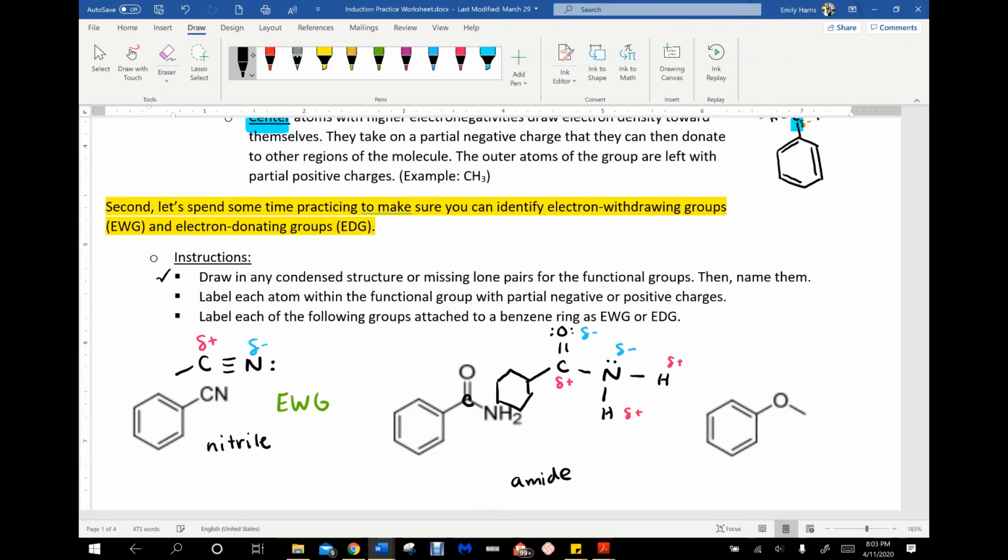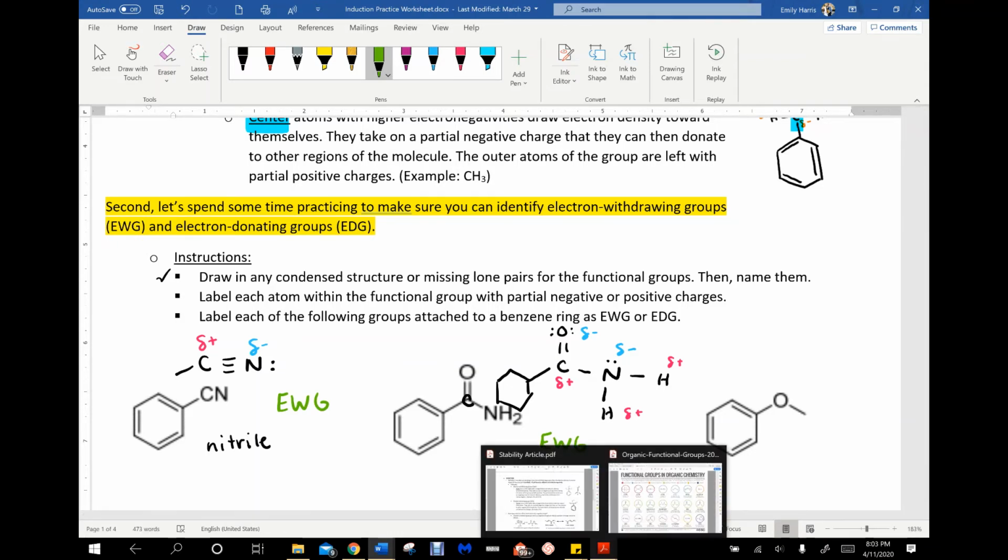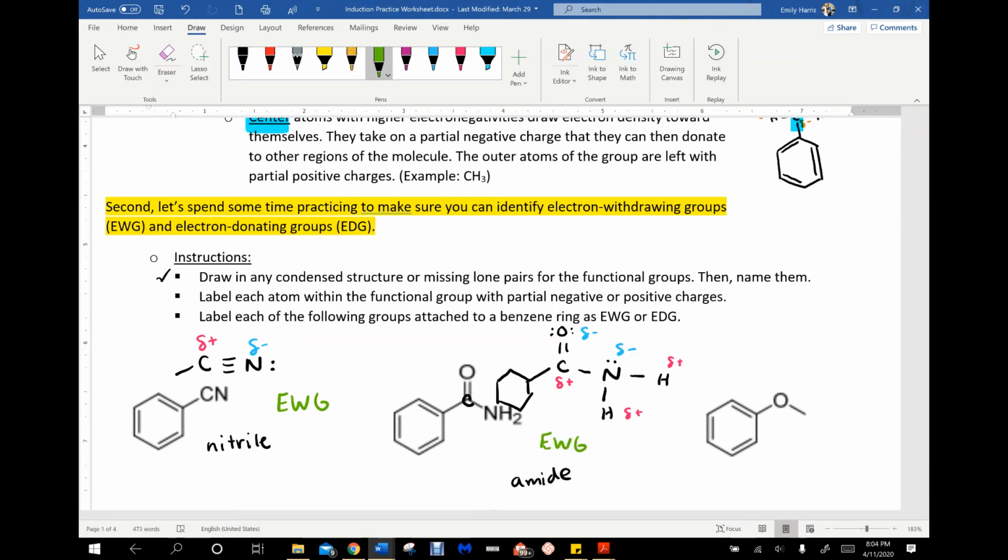All right, and so that partial positive being attached to the benzene molecule makes this an electron withdrawing group. And what makes this group especially good at withdrawing electrons is it has 2 highly electronegative atoms attached to that center. So the electron density will be pulled through the carbon toward that oxygen and that nitrogen.